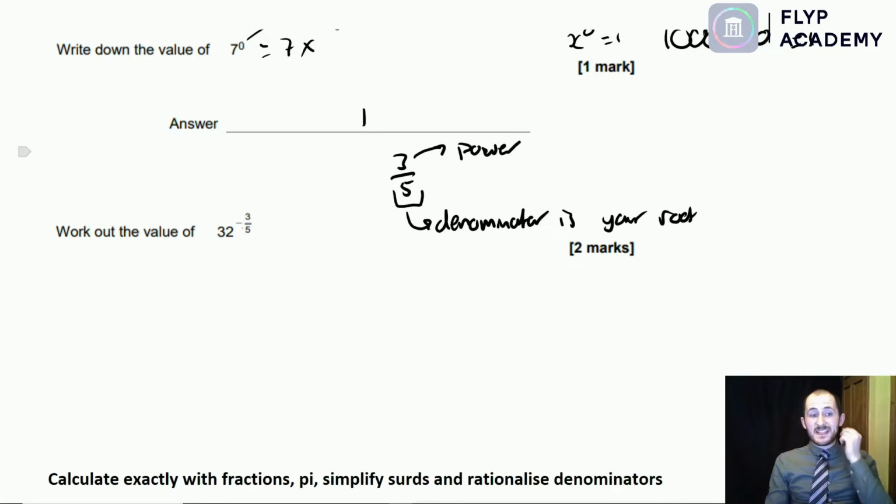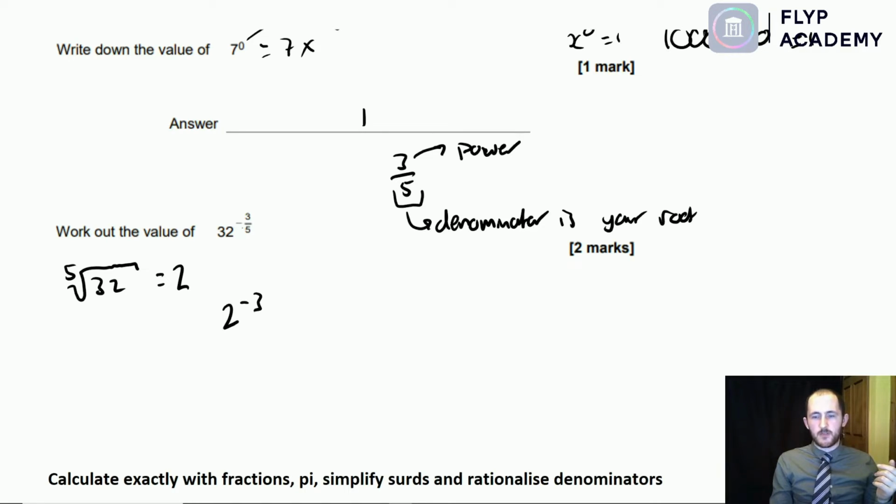Now, it's always easier to do the denominator first. Always. Because if you do 32 cubed and then try to find the 5th root of that, you're not going to have a good time. So what I want to do first is work out the 5th root of 32. And conveniently, I told you what that was. It's 2. So now this becomes 2 to the power of minus 3.